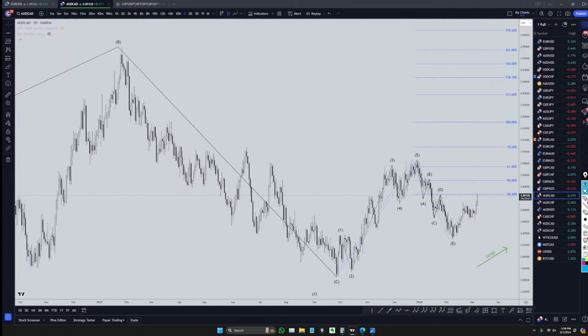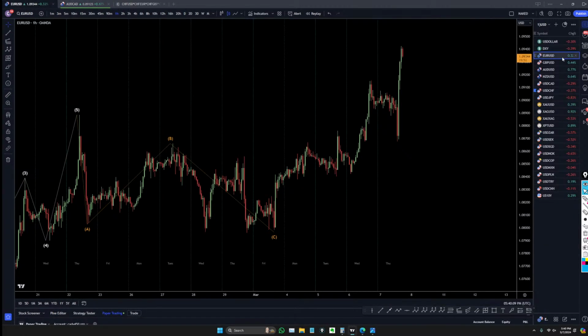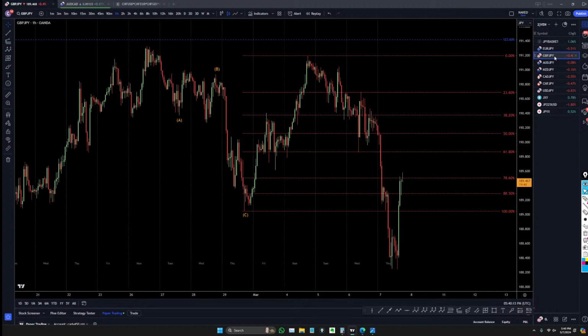So definitely looking for longs on the Aussie CAD. We already did the US dollar again. The pound yen. Yeah, let's check out the pound yen. I analyze the pound yen quite often too, so I go back to my black charts for that one.